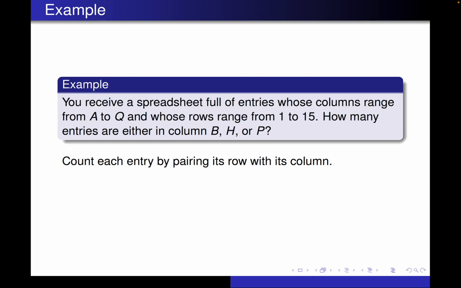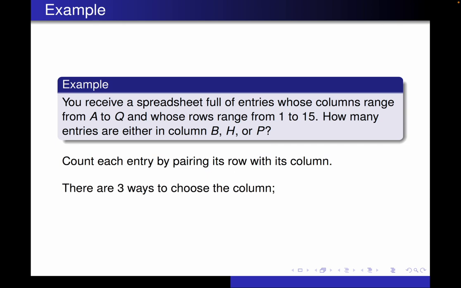So in this case, our first set is the set of columns that we're counting. We have column B, column H, column P. That's 3 columns. And the rows that we are matching those with, those are the rows 1 through 15. That is going to be the second set. So we have 3 choices for our columns. We have 15 choices for our rows.